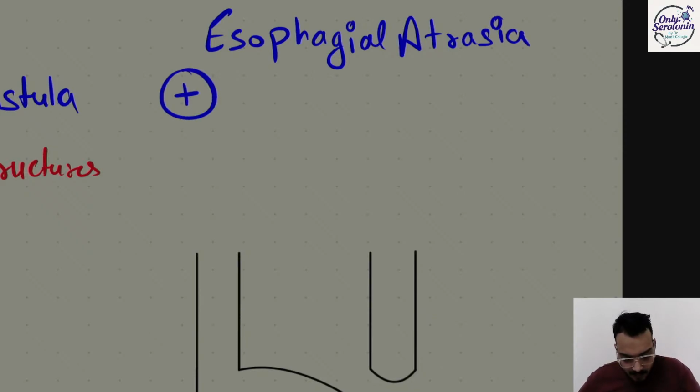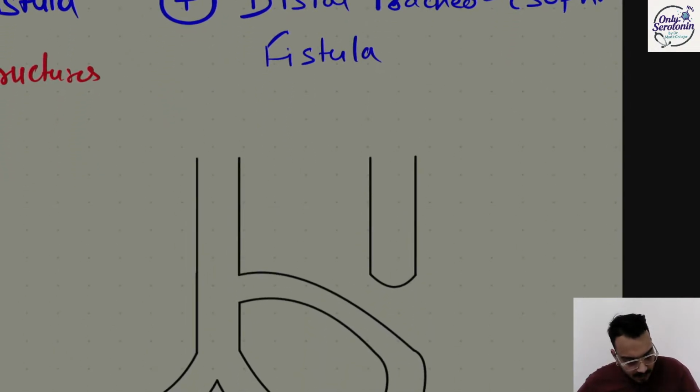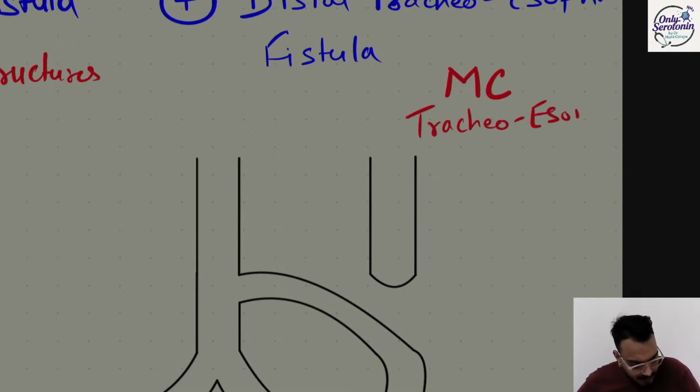It is going to have a combination of distal tracheoesophageal fistula. This kind of disorder is the most common tracheoesophageal anomaly.